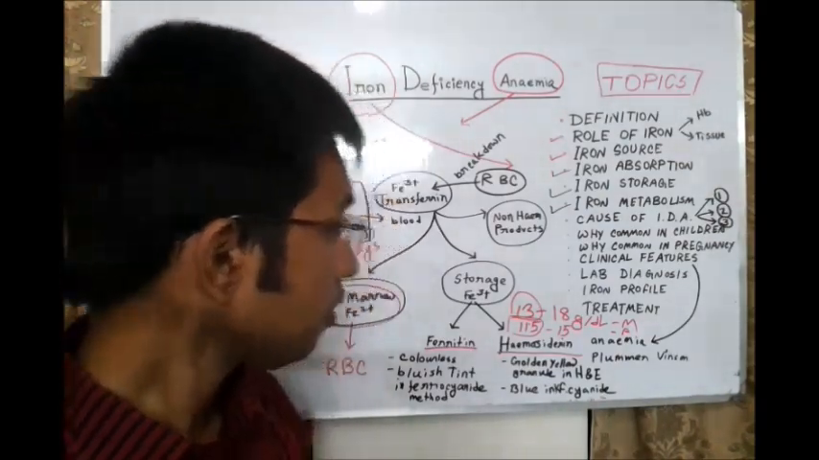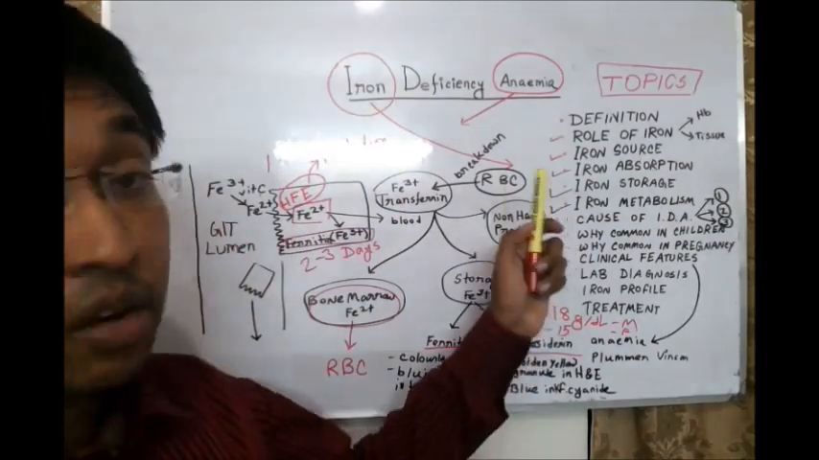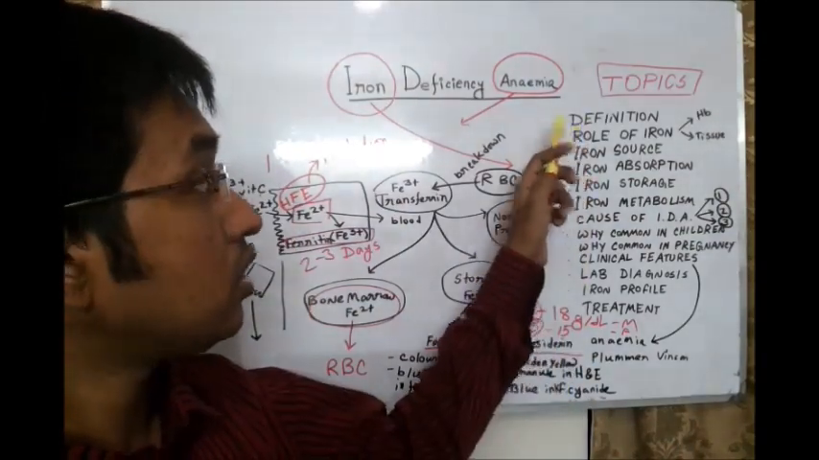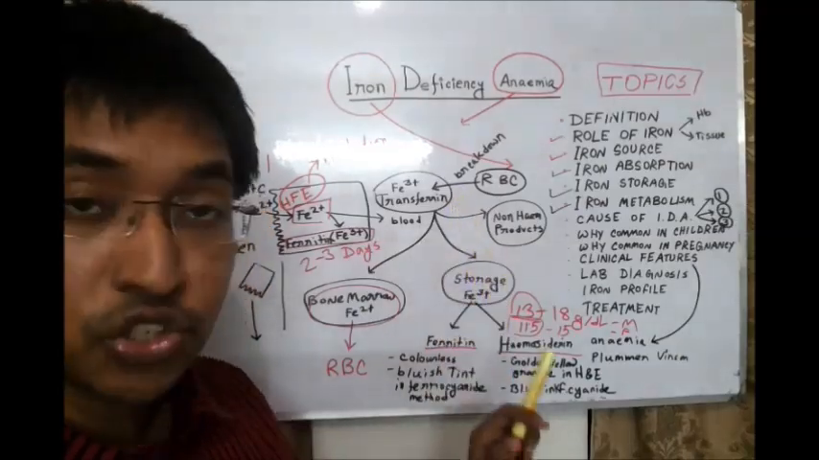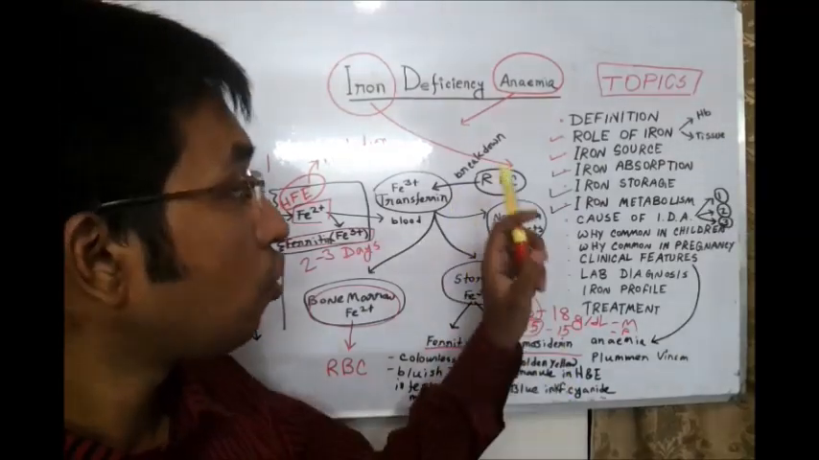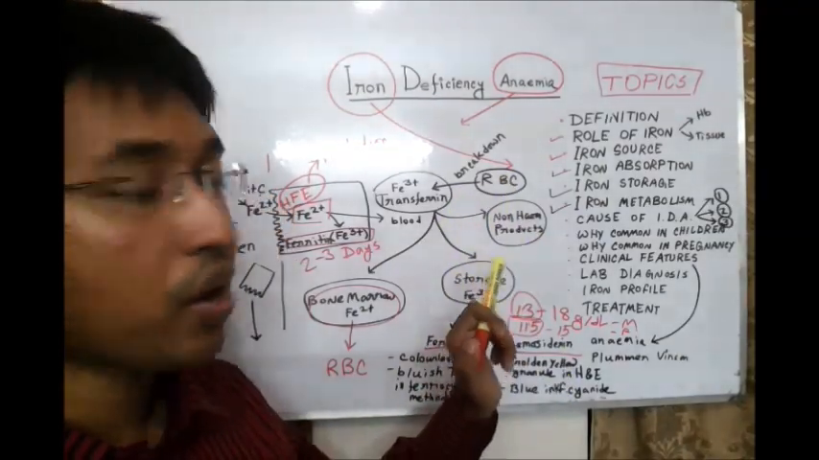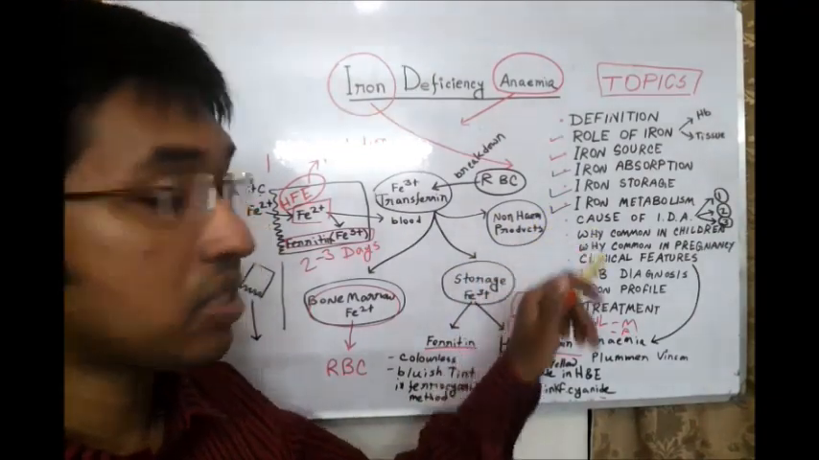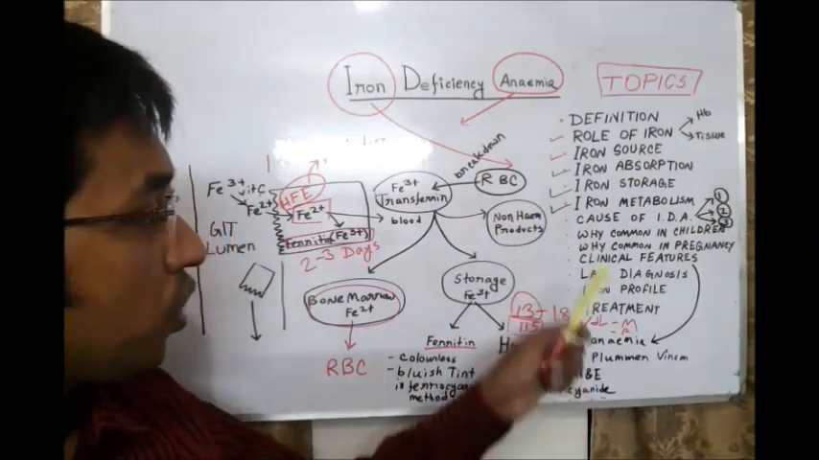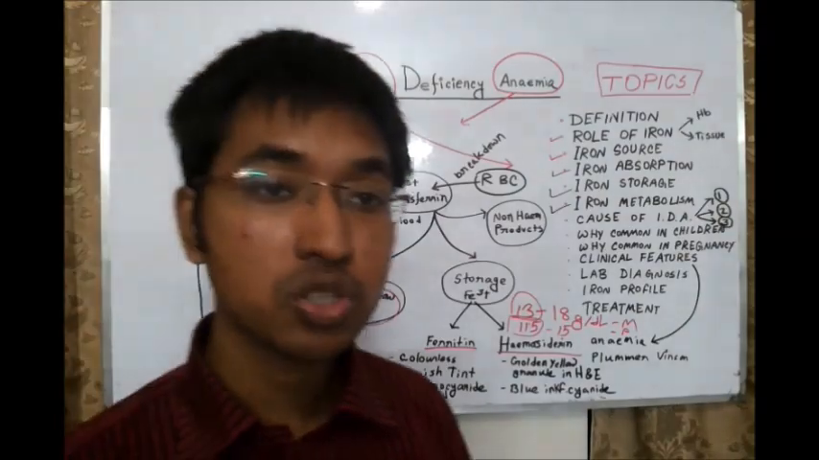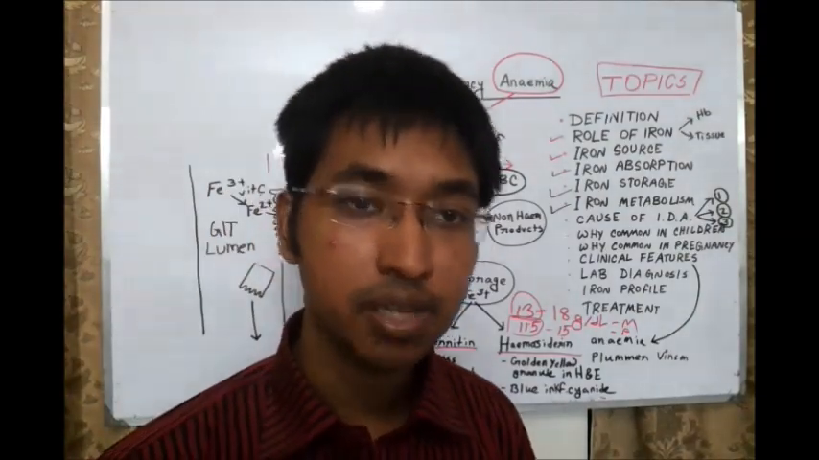Okay. So now that we have discussed the definition of anemia, definition of iron deficiency anemia, role of iron, source of iron, absorption, storage and metabolism of iron, now we are ready to know what causes iron deficiency anemia.